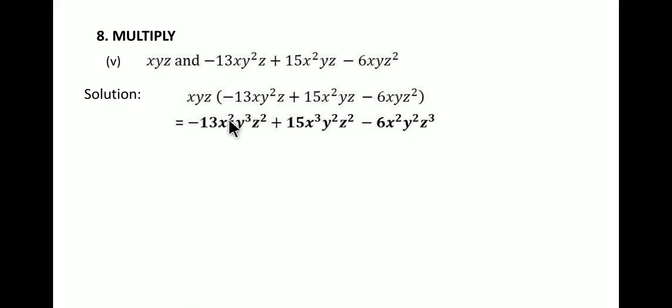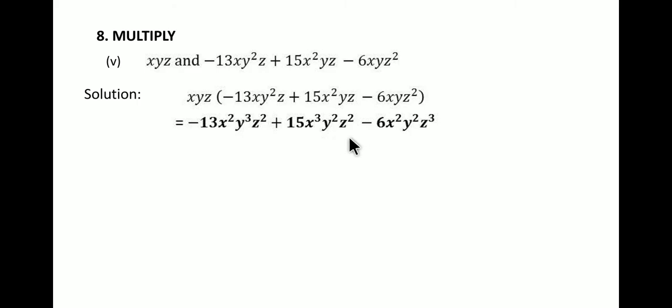x times x gives you x squared, y times y squared gives you y cubed, z times z gives you z squared. Plus into plus is plus, 15 times 1 is 15, x squared into x gives you x cubed, y times y gives you y squared, z times z gives you z squared. Minus comes over here because there is no minus over here, so no sign will change. So 6 comes over here, 6 times 1 is 6, x times x is x squared, y times y is y squared, and z squared times z is z cubed.